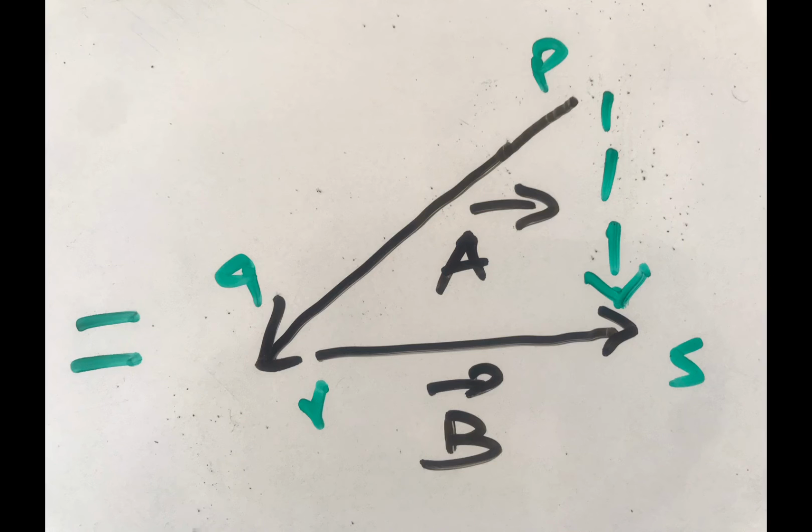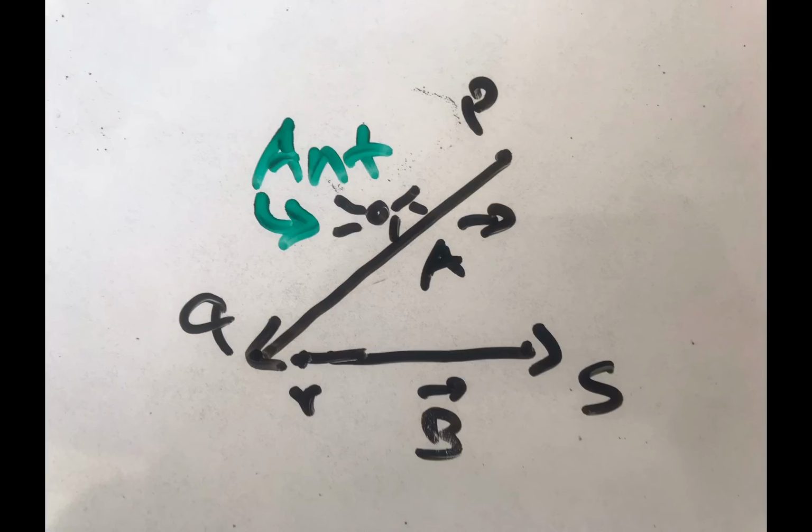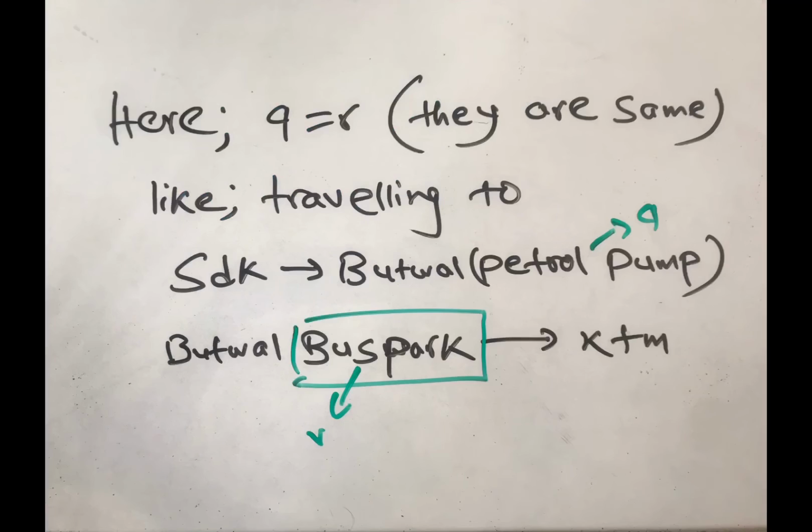Someone may ask how it just happened. Let's build the intuition. There is an ant who walks from P to Q and R to S. Here Q and R are the same. It's like traveling from Sandhiyarka to Butol petrol pump, which is Q, and from Butol bus park, which is R, to Kathmandu. P and Q are part of Butol, so Q is equal to R.